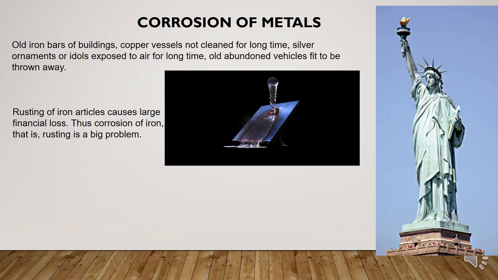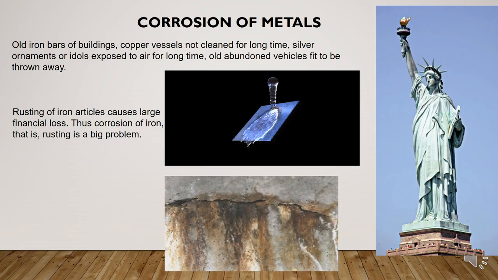Here you can see how it actually happens. When water keeps falling repeatedly on a metal, in the presence of oxygen the metal tends to corrode and rust is formed over here. You can see in this picture very clearly. This is how the rust looks.